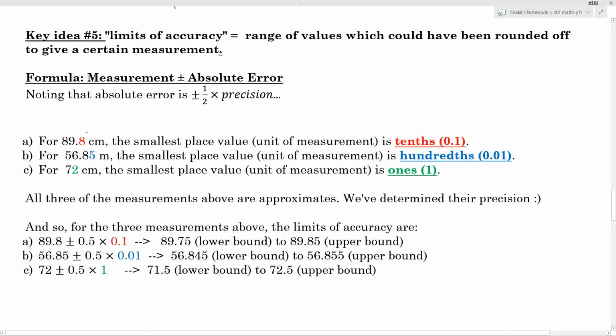So for 89.8 centimeters, the smallest unit is obviously the 0.8. And so you make that a 0.1. 0.1 is the precision.